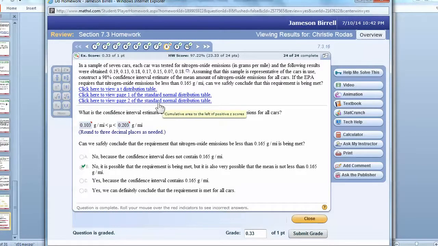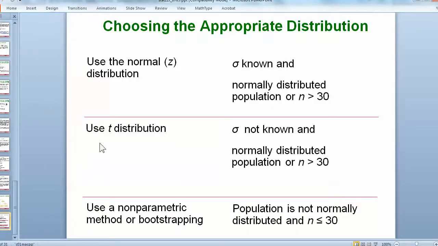And the reason I say that is because we learned in section 7.2 when to use the standard normal distribution if we know the population standard deviation. So here's a list of that. Use the normal one. This is section 7.2, but don't think of it by its section number. Think of it by what parameters you have and don't have. Use the normal distribution or the z distribution if sigma is known and or the parent population is normally distributed and n is greater than 30.